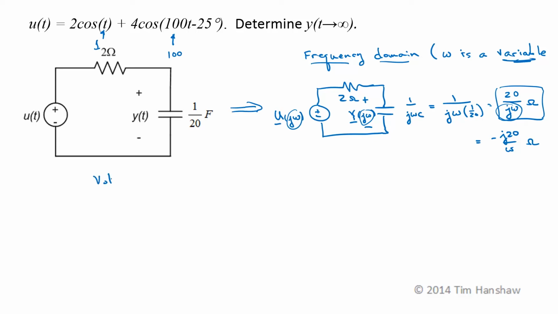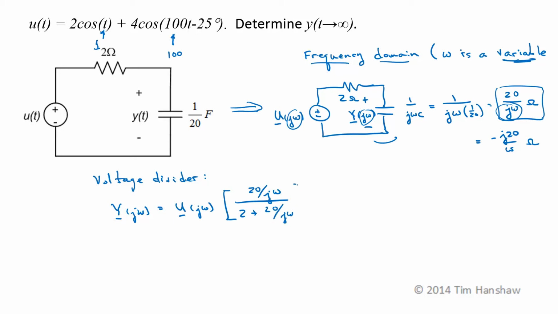I can still use a voltage divider. So y of j omega in this circuit is the input voltage, u of j omega as a phasor, times the capacitor's impedance, which is 20 over j omega, over the sum of the capacitor and the resistor's impedances, which is 2 plus 20 over j omega. Doing some algebra, multiplying top and bottom by j omega, this becomes 20 over 20 plus j2 omega.